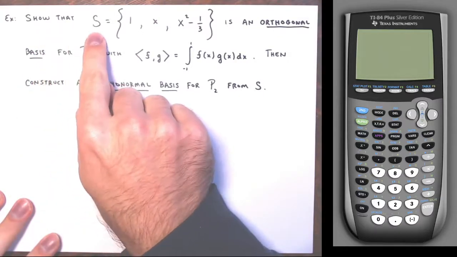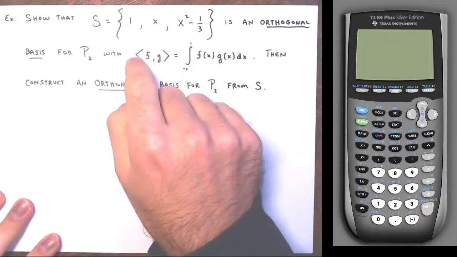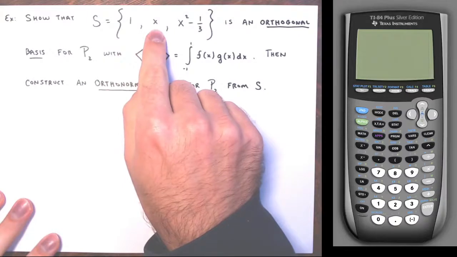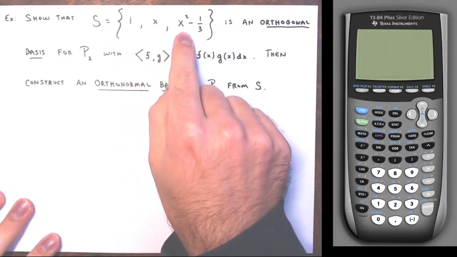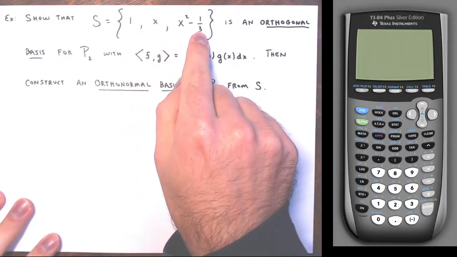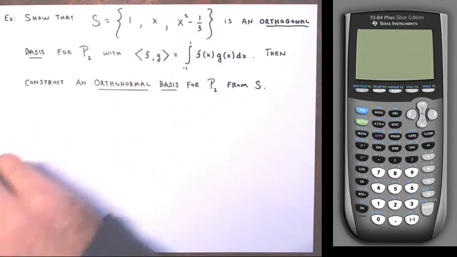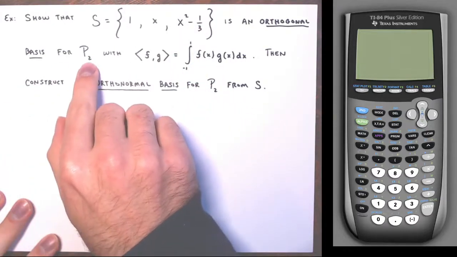So show that this set S, a set of polynomials, 1, x, and x squared minus a third, are three polynomials, three vectors from the vector space P2. Remember, P2 is the set of all polynomials of degree 2 or less.